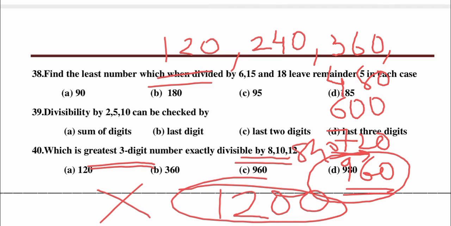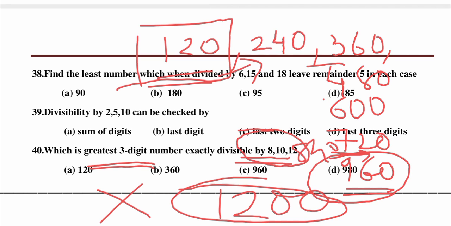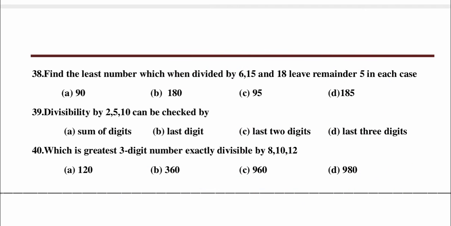Again I am telling you, first you need to take the LCM of all these three numbers. After finding the LCM, you have to take multiples of this 120 and reach the greatest 3-digit number, which is 960 here.